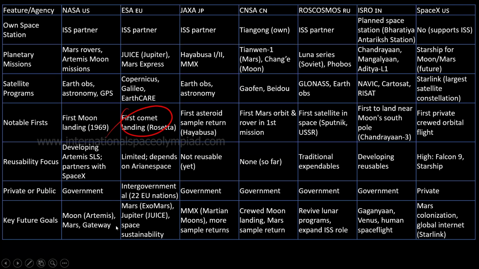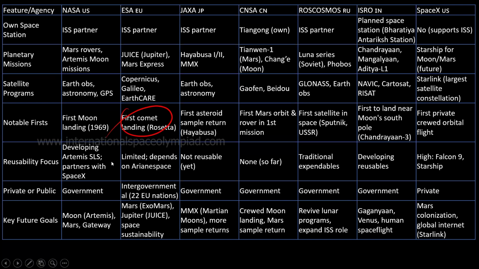Then future missions are these: Moon, Artemis, Mars, Gateway. Then here you can also see crewed moon landing, which China is planning, that is CNSA. And for India, Gaganyaan, Venus, and human spaceflight. Human spaceflight is Gaganyaan, and the Venus mission, and Bharatiya Antariksha Station. These are all future plans. And an interesting one from SpaceX is, as you know, Mars colonization, and also the global internet by Starlink. So these are all the future goals of these countries. I have put this in a table so that we can cover more topics in a short time.